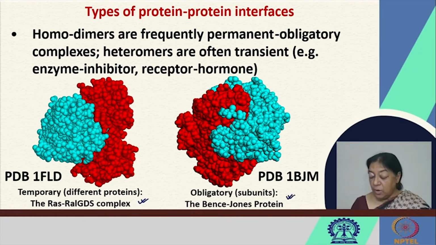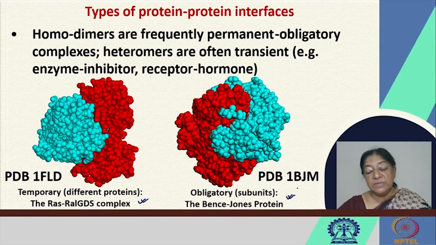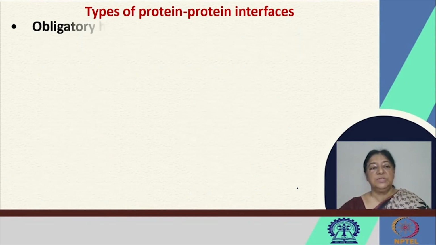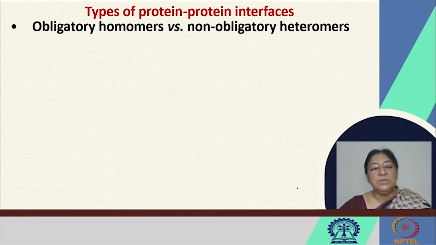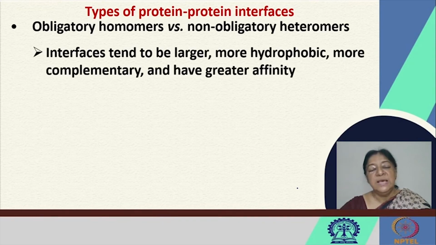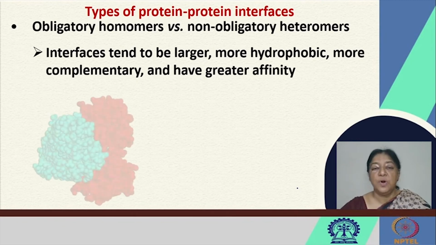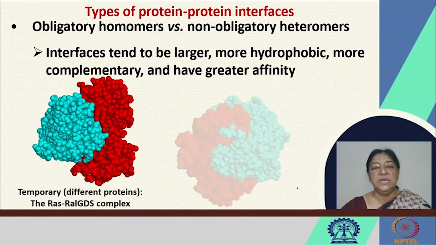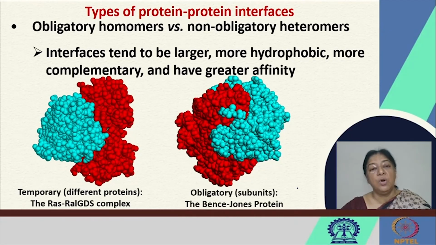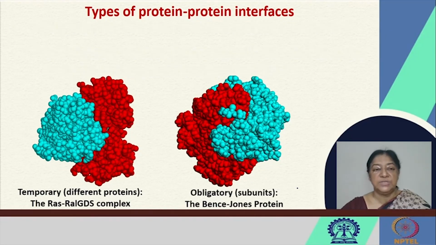We can also have an obligatory one, that is a subunit type that is obligated to stay together in the dimeric form of the protein. So when we look at obligatory homomers versus non-obligatory homomers, the interfaces tend to be larger, more hydrophobic, more complementary, and have a greater affinity because they are obligated to stay together to form the stronger complex that we see in dimeric proteins or in specific oligomeric proteins.